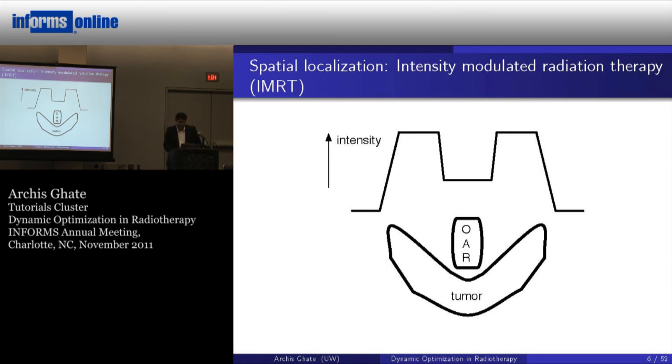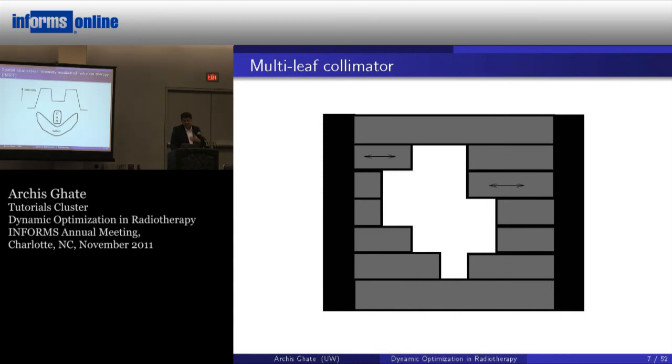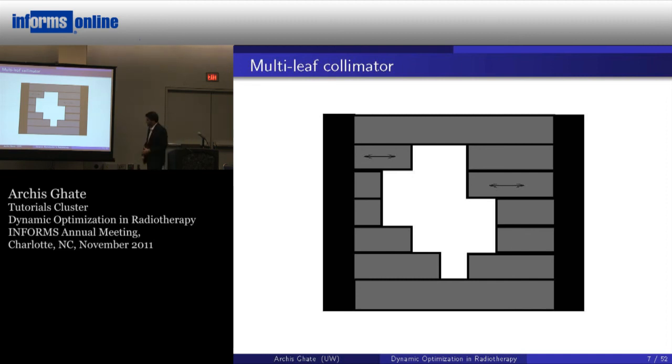So that's the idea. Now, how is this done? How do you actually modulate this intensity profile? That is done by something called a multi-leaf collimator. This is basically a bunch of leaves that can move like this, as shown by the direction of the 2 arrows. And basically, the radiation is going to come from here, for example, right?